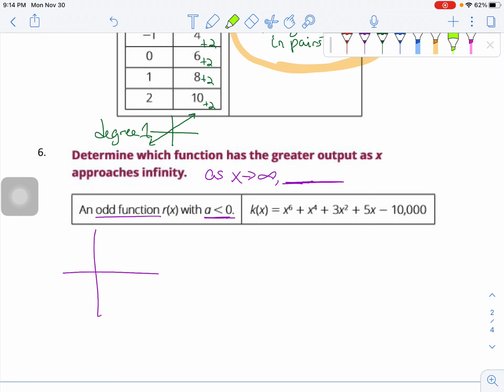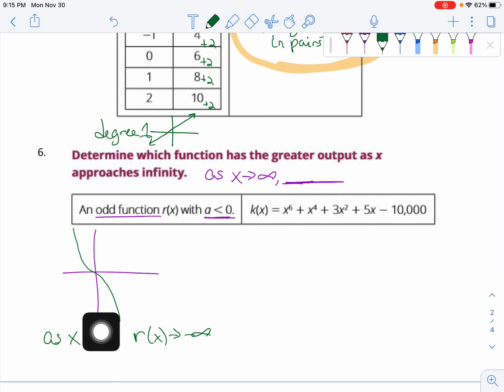So that means I'm going to take my normal, and I'll put this in an orange highlighter here. The normal odd function looks something like that. However, since our a value is negative, right, it's less than 0, that means we're going to have some kind of a reflection over the x-axis. I'm going to go ahead and take out that original one. So for this one, as x approaches infinity, r of x is approaching negative infinity, right? It is dropping here. That's decreasing.